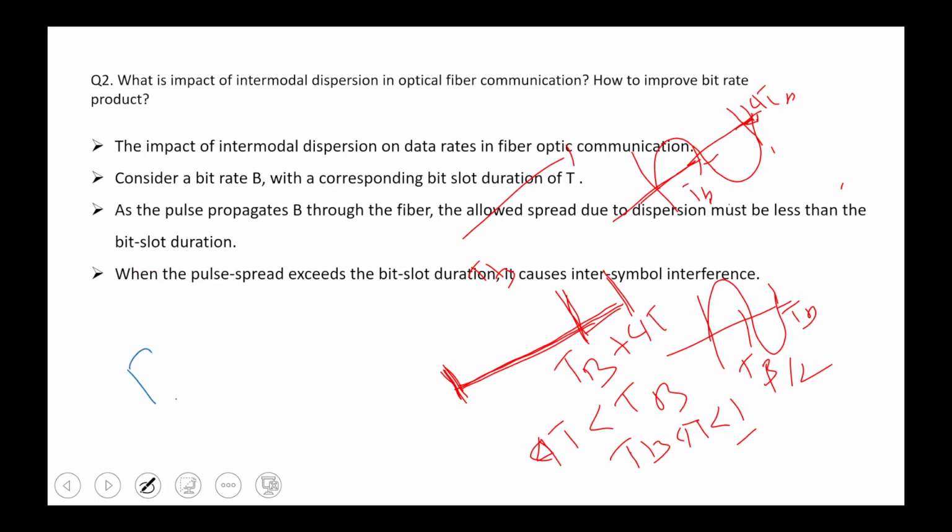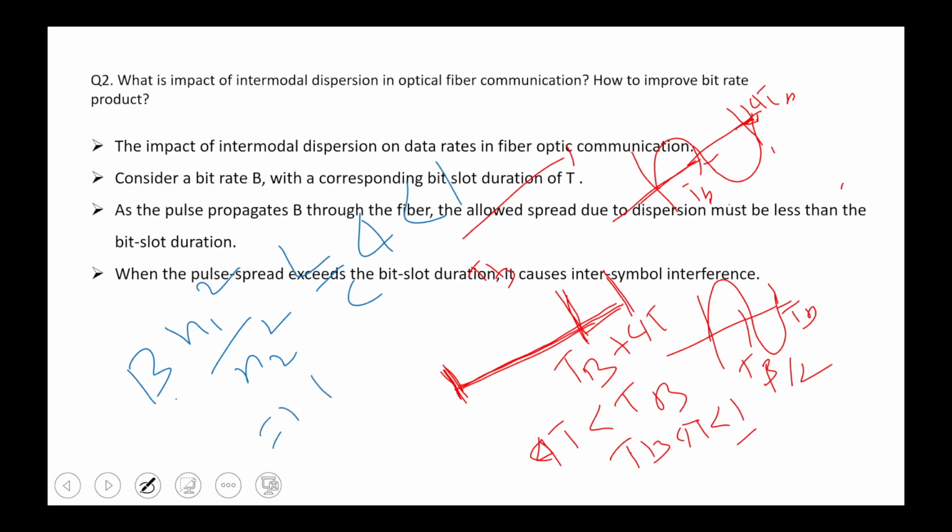Here n1 is the refractive index of the core and n2 of the cladding, squared, times the length of the fiber and the speed of the laser light, times the duration of time. The delta should be less than or equal to 1, this formula.